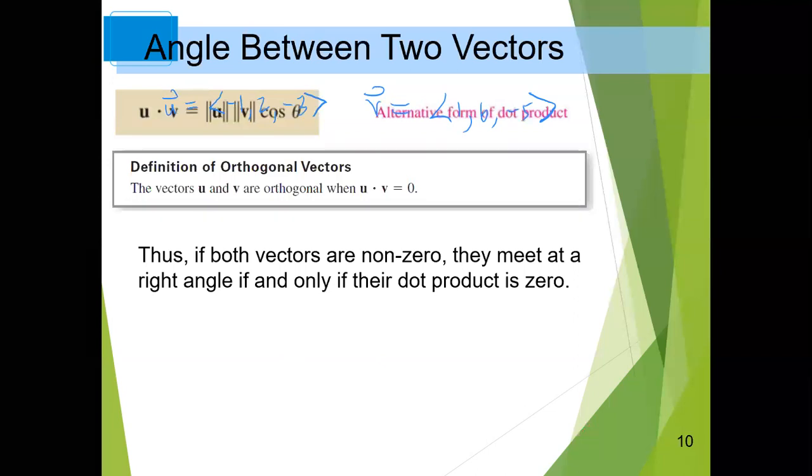Just wanted to say this, here is the alternative form of the dot product that we've come up with. U dotted with V is the product of the lengths times cosine of the angle. Very important: vectors are orthogonal precisely if their dot product is 0. If both vectors are non-zero, then they meet at a right angle, and that will be indicated to us by the dot product equaling 0.